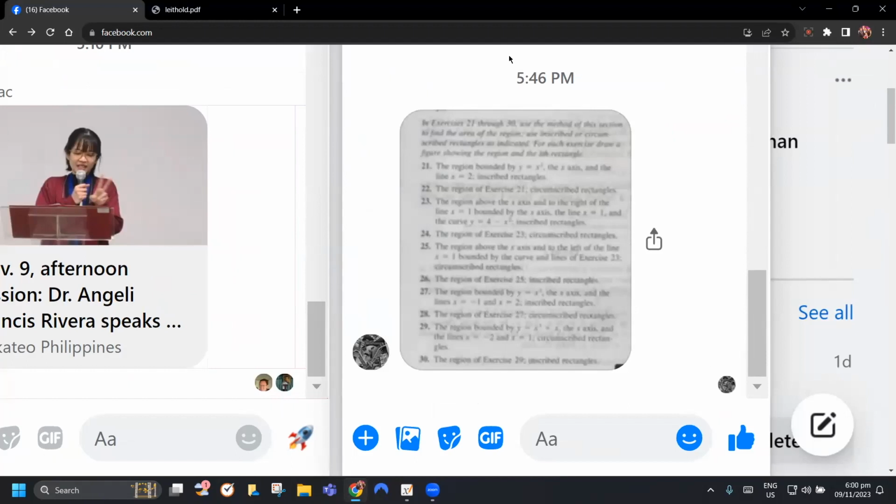Okay, so we'll stop here and continue on Sunday. We'll do physics on Sunday. This part is all just setting up the integral using circumscribed and inscribed. As an extra topic, we'll also discuss numerical methods for approximating this, the so-called trapezoidal rule.